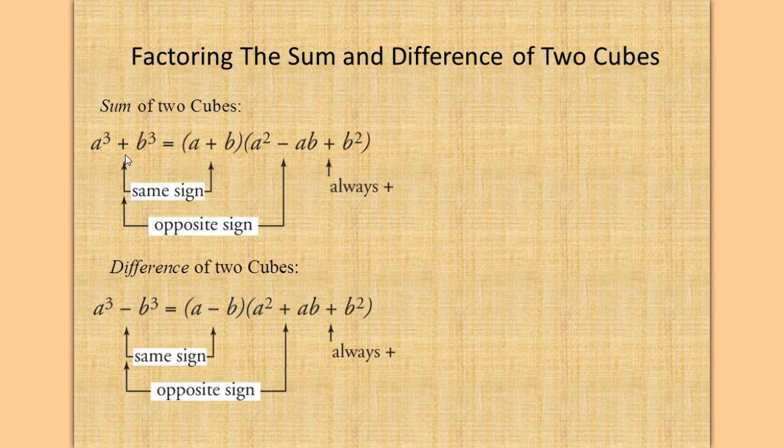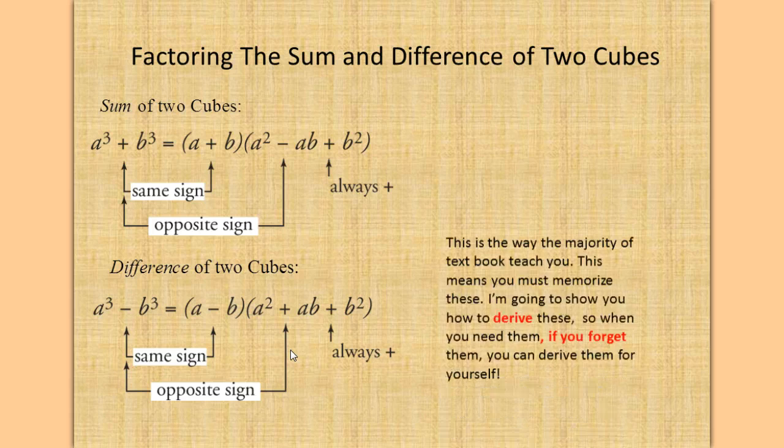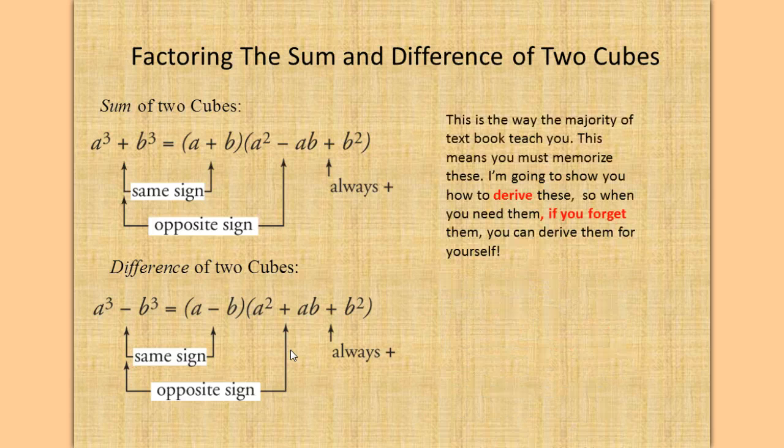And in high school, they tell you the first two signs are the same, and the next two signs are opposite signs. And then the difference of two cubes is the same equation, just that you change the signs. This is the way the majority of textbooks teach you. This means you must memorize these equations. I'm going to show you how to derive these so that if you forget them, you can derive them for yourself.